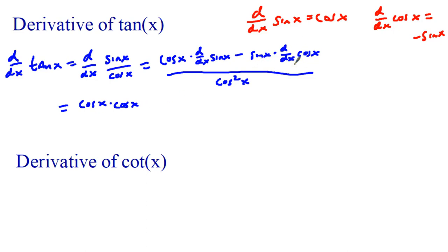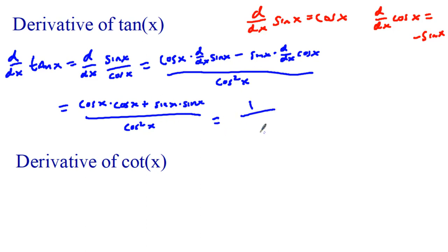Then we have sine of x times the derivative of cosine of x. What's the derivative of cosine of x? It's negative sine of x. So that becomes positive, the two negatives cancel out. Sine of x times sine of x, or sine squared of x. So on the top, we have cosine squared of x plus sine squared of x. What does that equal? That equals 1, doesn't it?